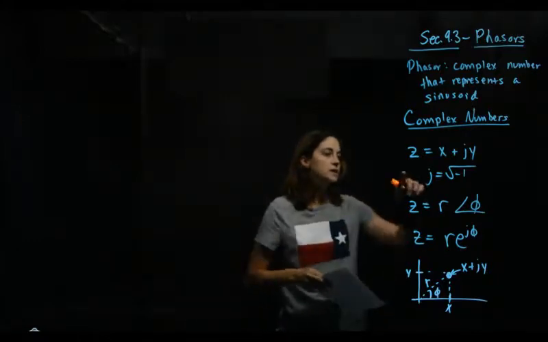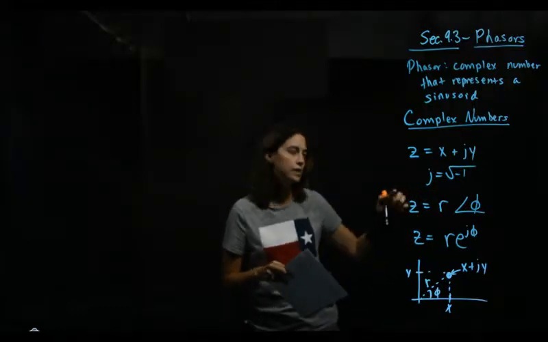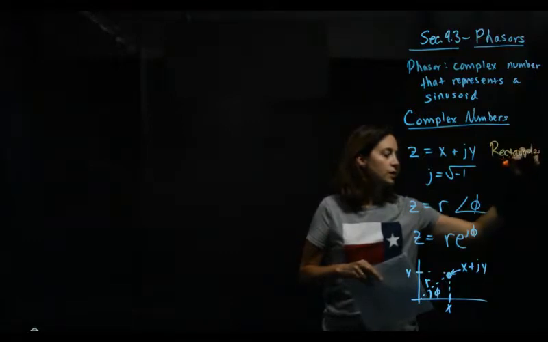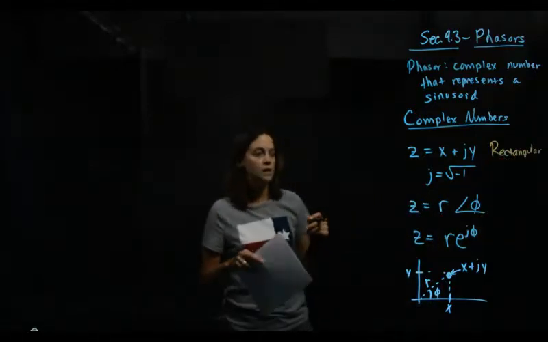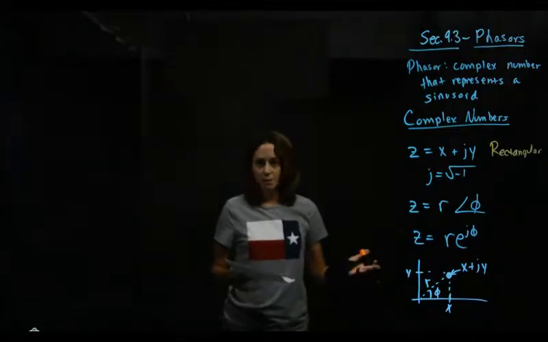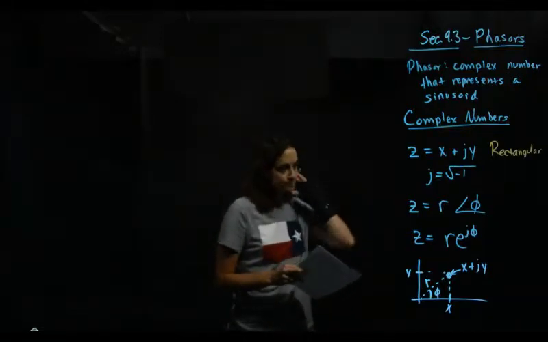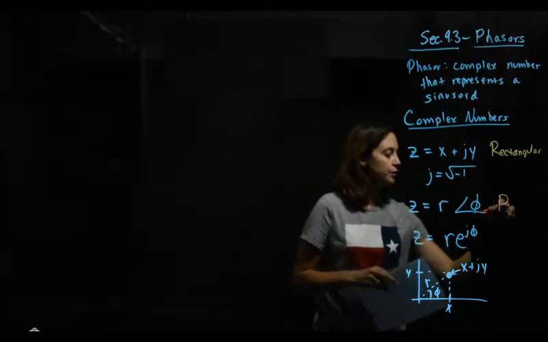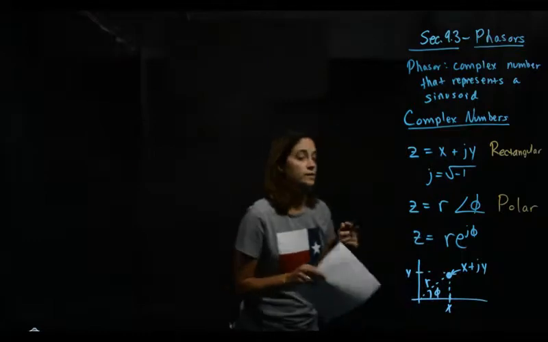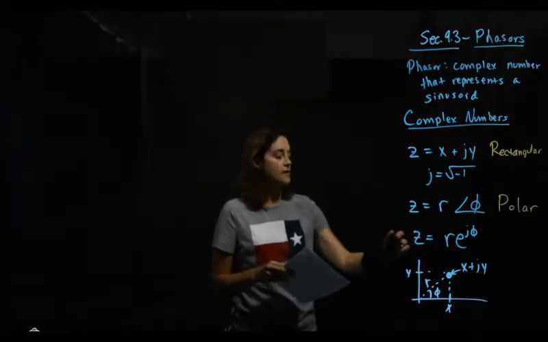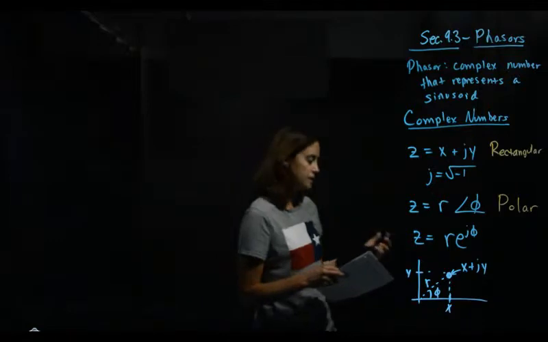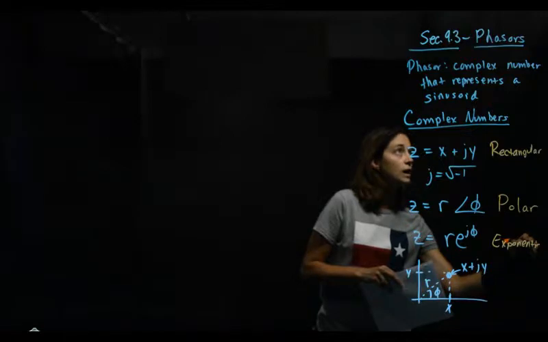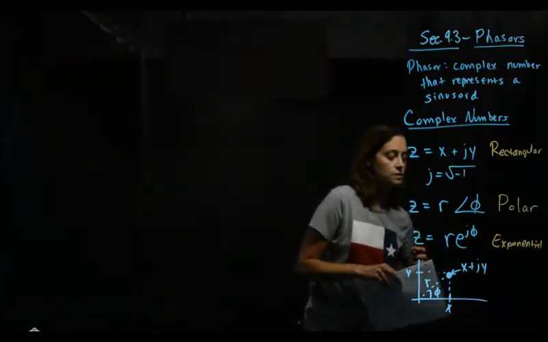So complex numbers. Z equals x plus jy. We all know that as rectangular form. J is equal to the square root of -1. Some of you may be used to using i. It's the same thing. It's just the square root of -1. Z equals R at an angle of phi. That's polar form. That's what we use for phasors. And then Z equals R e to the j phi. That's our exponential form. So we can write any complex number in any of these forms.